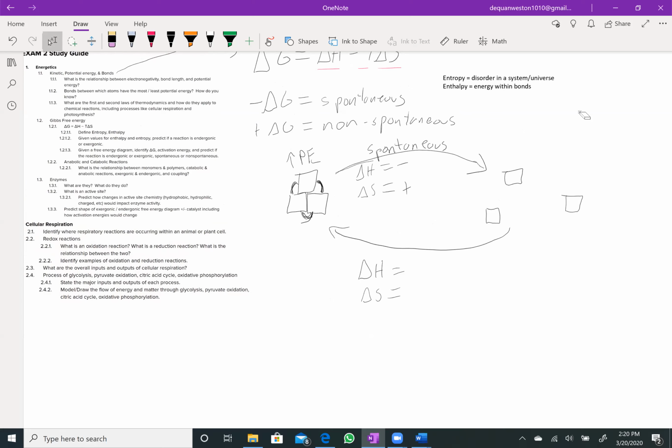Did you say it's an exothermic reaction? This would be exothermic. All right. And this is also a form of catabolism.